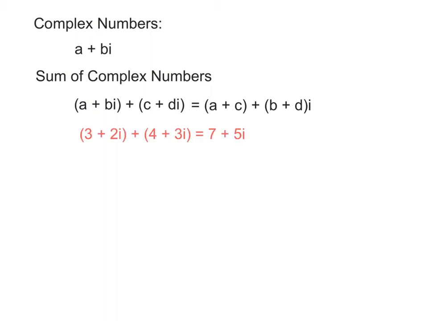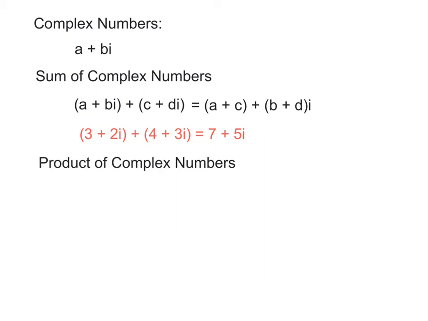And if I were to use numbers, say I had 3 plus 2i plus 4 plus 3i, we'd add the real parts, 3 plus 4, that would give me 7. Then add the imaginary parts, 2i plus 3i would give me 5i, or my result would simply be 7 plus 5i.